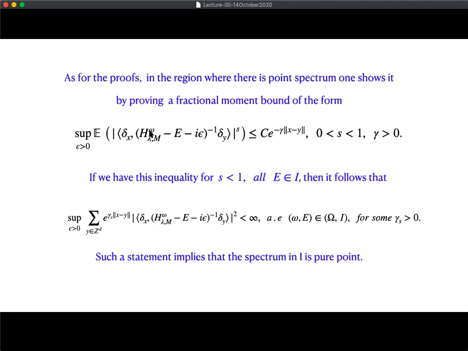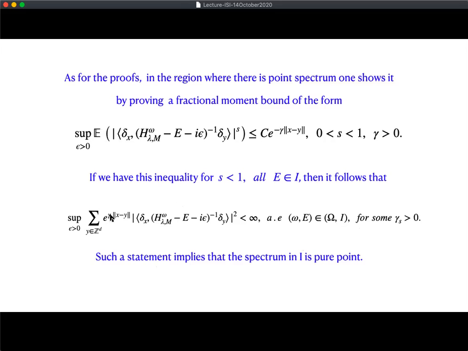Here, omega is averaged over, and this statement is valid for all E in an interval. Whereas from this statement, you can conclude that this sum is finite for almost every omega and E. And this statement is the one that shows that there is no continuous spectrum in that interval I, for almost every omega. This was the theorem of Simon and Wolf, who showed that this spectrum is pure point. This criterion gives pure point spectrum.